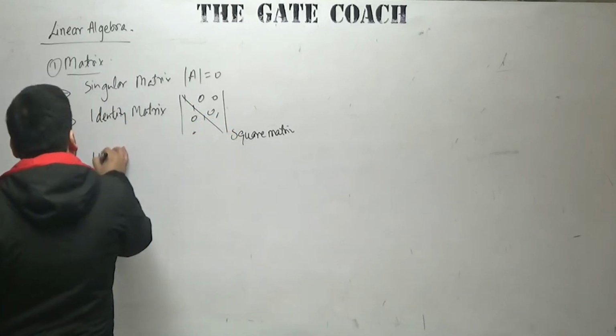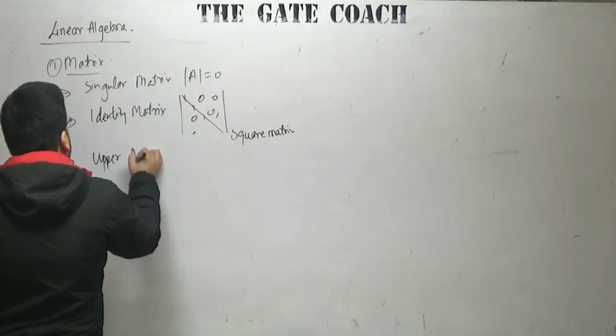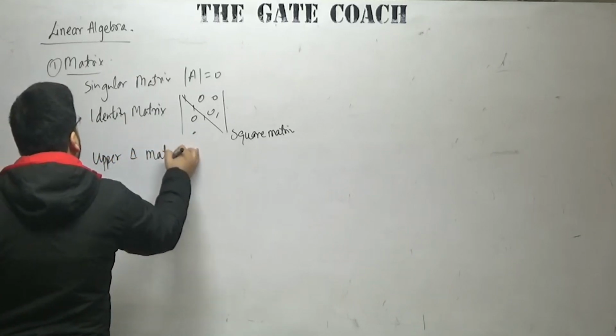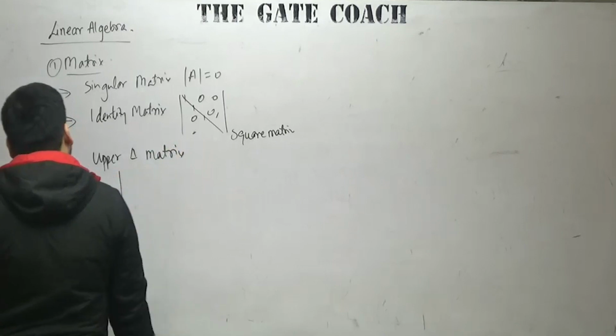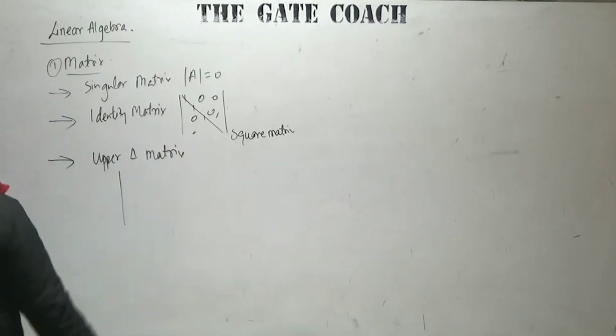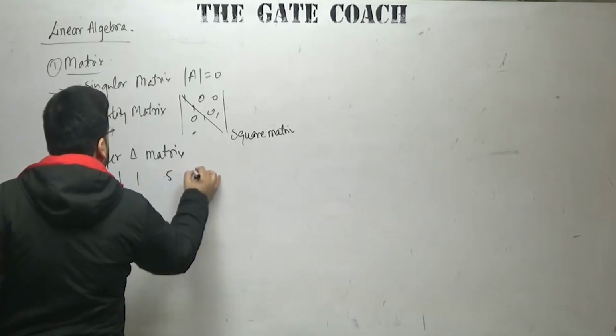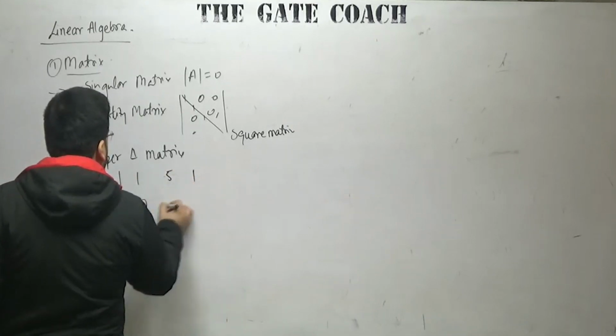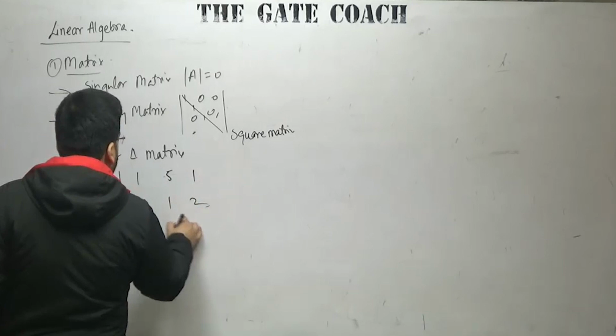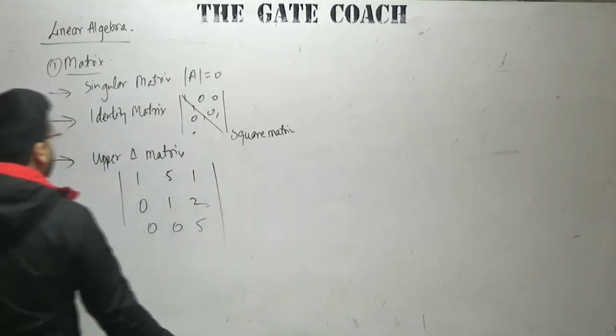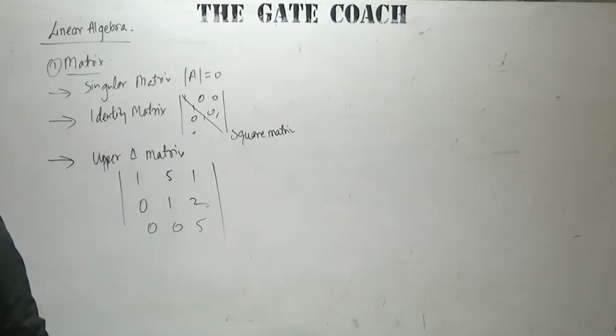Then we discussed the upper triangular matrix. It is also a type of square matrix. A matrix in which you have elements like this: 1, 5, 1, then 0, 1, 2, then we have 0, 0, 5, something like this. This type of matrix is called the upper triangular matrix.